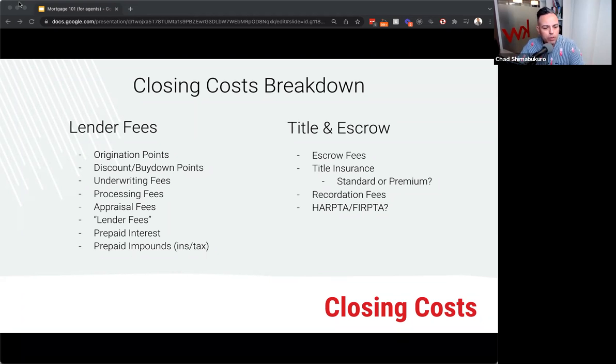So that's the prepaid interest. From the 9th or the 8th to the end of the month, that's going to be part of what looks like closing costs, but it's not closing costs. It's the interest that they need to accumulate.